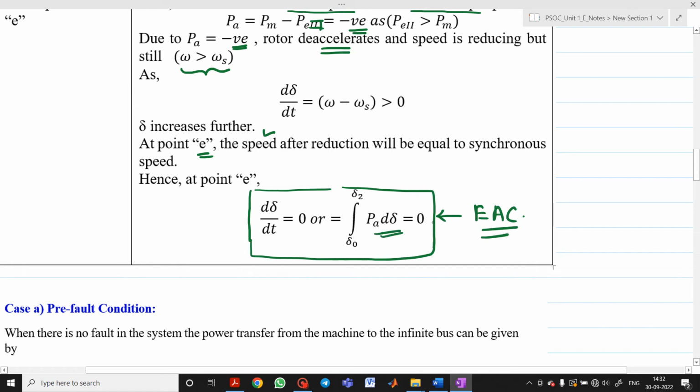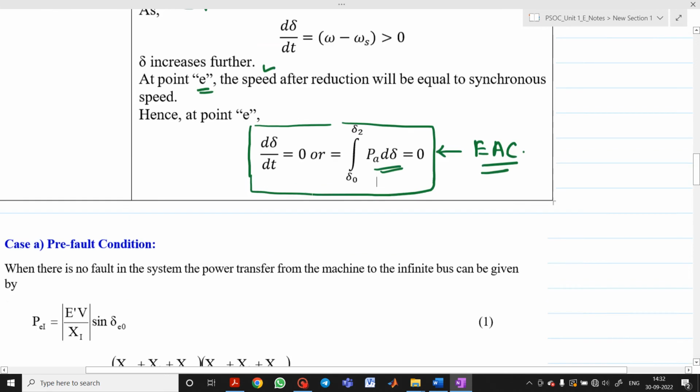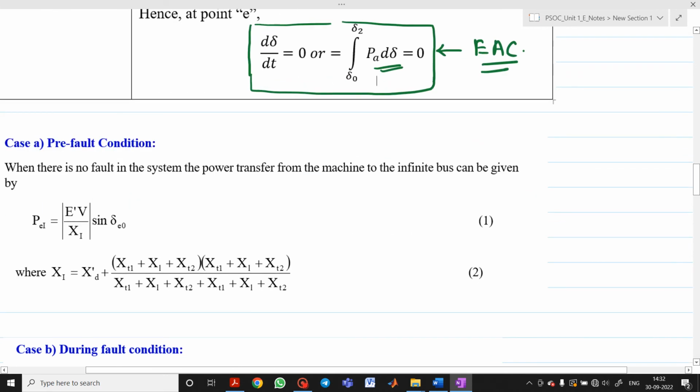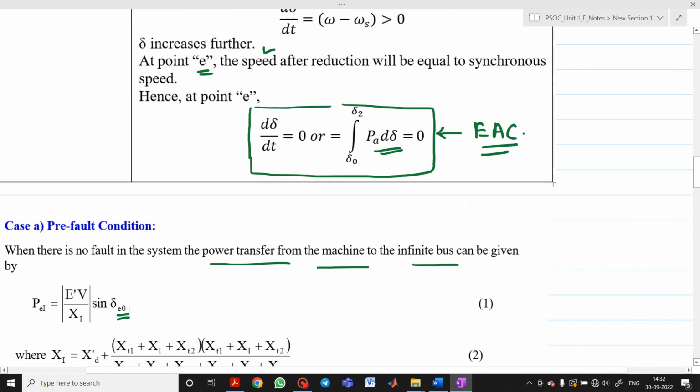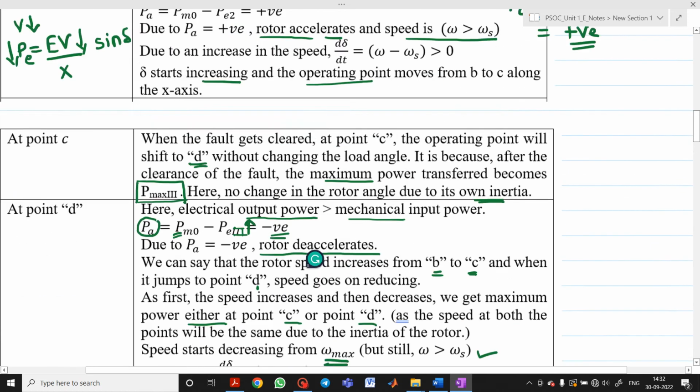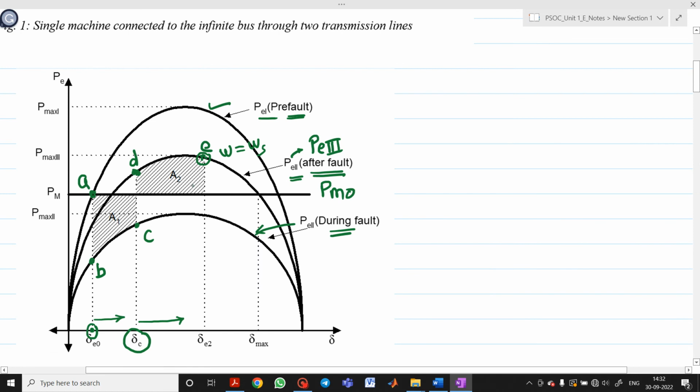So let us consider there are three cases. The first one is the pre-fault condition. Whenever there is no fault, the power transfer from the machine or generator to the infinite bus, PE1, will be equal to E' V upon X1 sin delta 0. Where is the pre-fault point? You can say it is at point A in the graph. At point A, PM0 or PM will be equal to PE1.